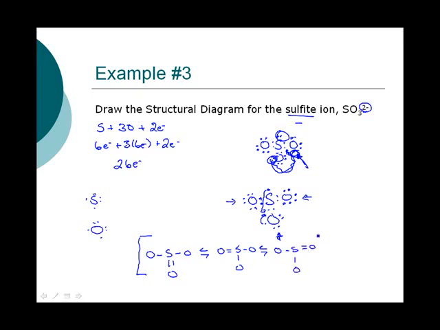So there's our resonance structure, and outside the brackets we still have to put down that 2- charge, and so this would be a reasonable structure for the sulfite ion.